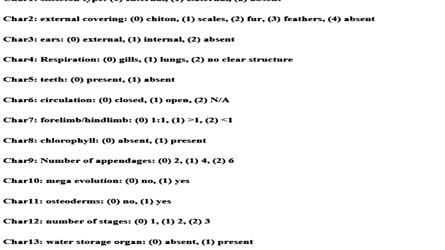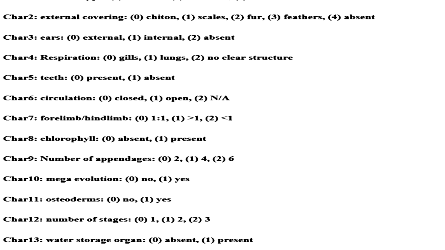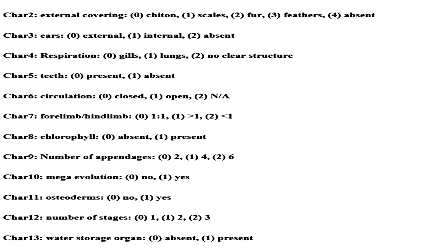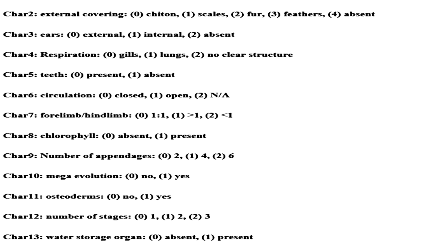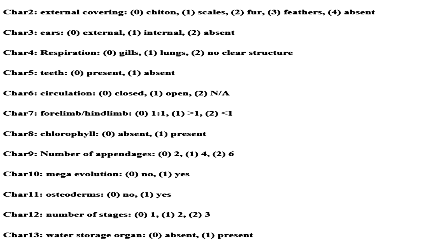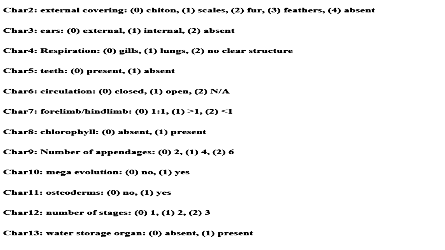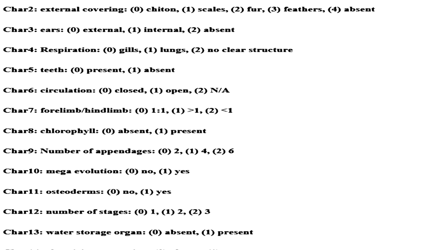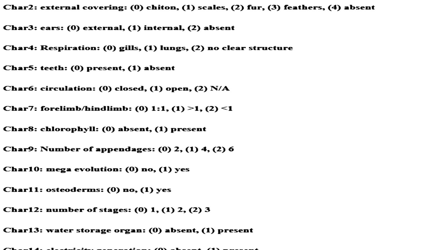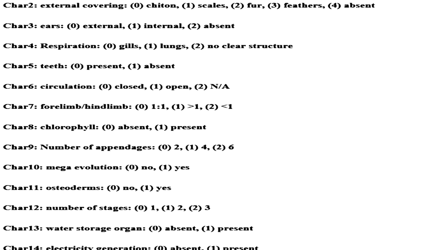Ears can be either internal, external, or absent. Respiration can either use gills, lungs, or not really have a clear structure on how it works. Teeth can either be present or absent. Character number 6, we had circulation system, which can either be closed, open, or not really applicable, again in the case of Reuniclus. Forelimb to hind limb ratio, which can tell you a lot about how an organism moves in its environment, can be either 1 to 1, which is they're about equal, greater than 1, which means that their arms are much longer than their legs, or less than 1, which means that their back legs are longer than their front legs.